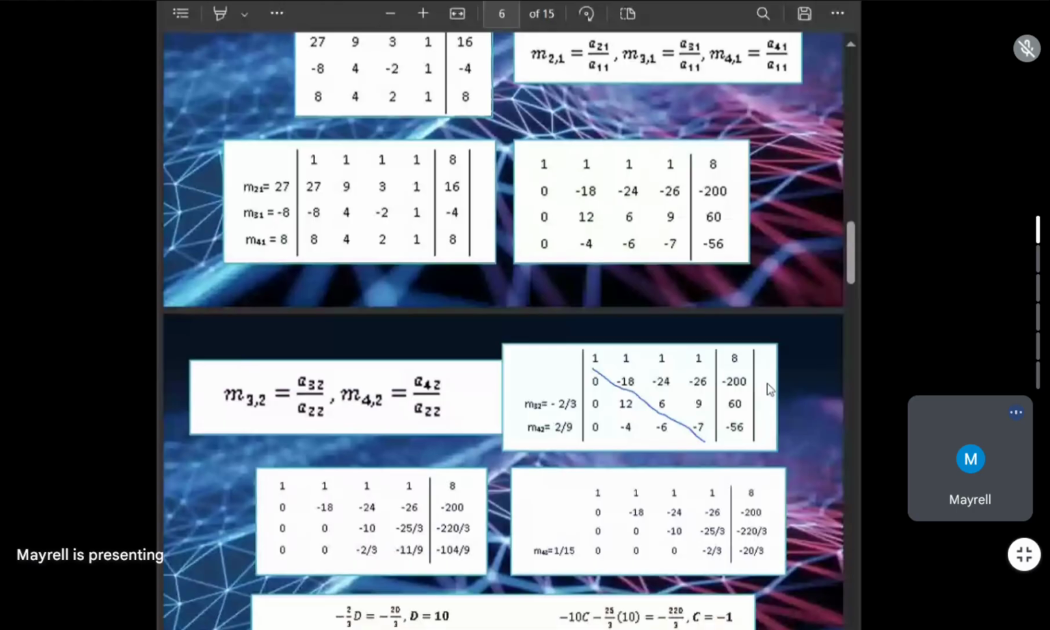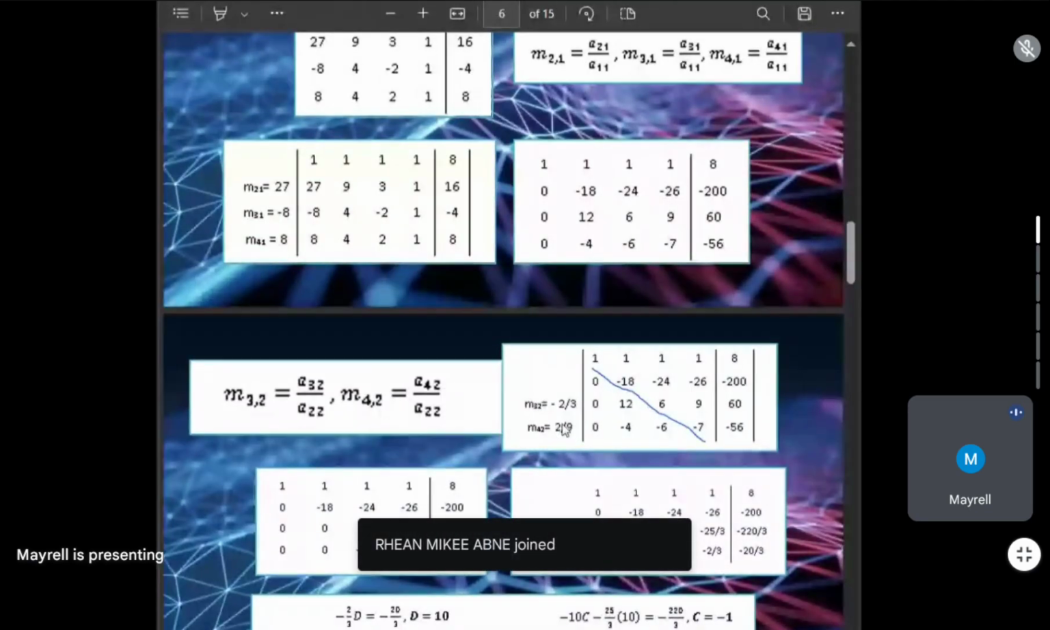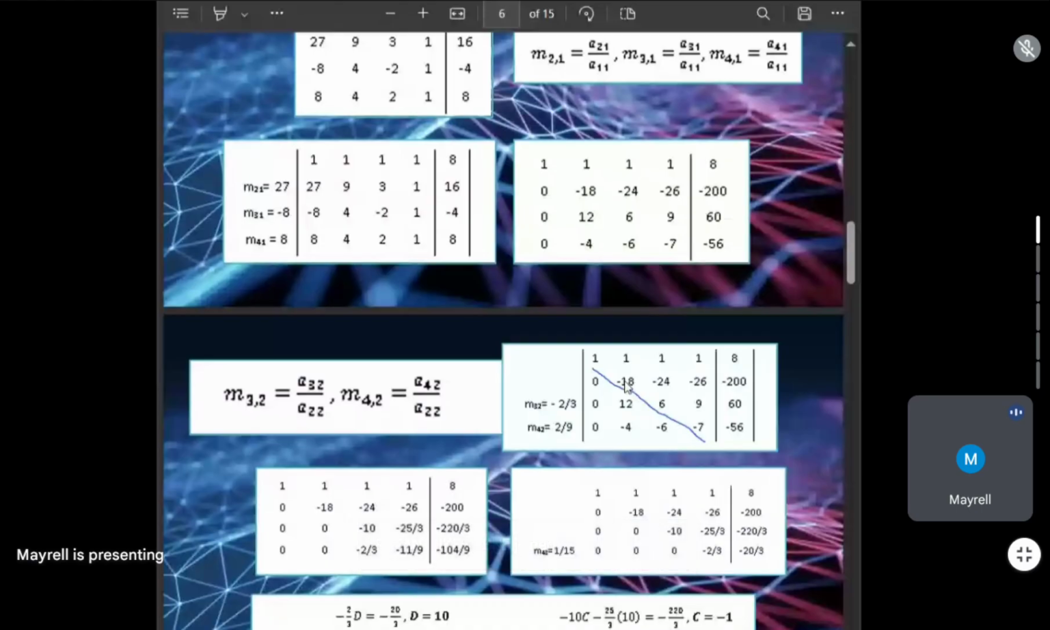So, ano po tayo sa fourth row? So, let's start here. So, 0 naman yung first nga element sa fourth row. So, ano ito? So, good. Negative 4 minus 2 over 9 times negative 18. So, ma-0 siya. Kani, negative 6 minus 2 over 9 times negative 24. It's negative 2 over 3.